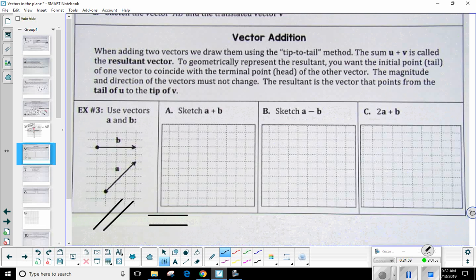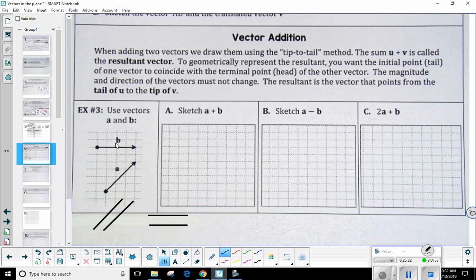All right. To geometrically represent the resultant, you want the initial point or tail of one vector to coincide with the terminal point or head of the other. That means I want to move these two vectors so that a terminal touches a tail. When you're doing this graphically, never put two terminals together. Never put two initials together. It has to be terminal and initial. Okay. Now the resultant is the vector that points from the tail of U to the tip of V.